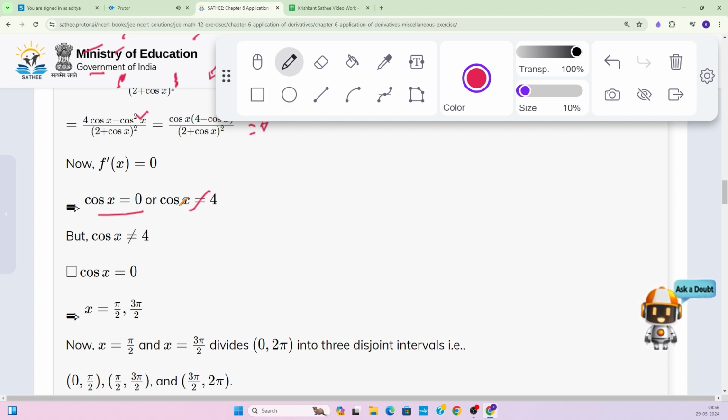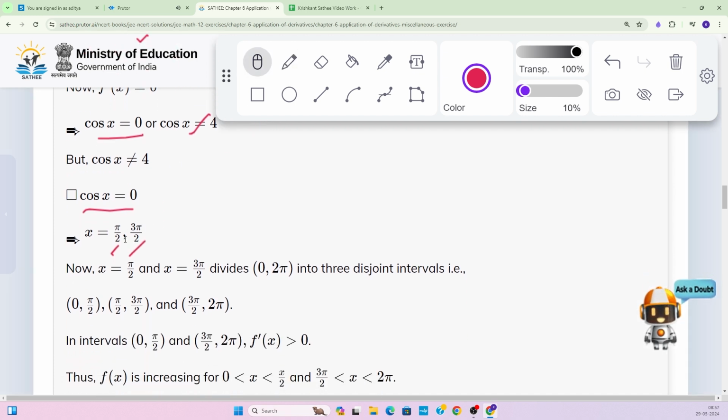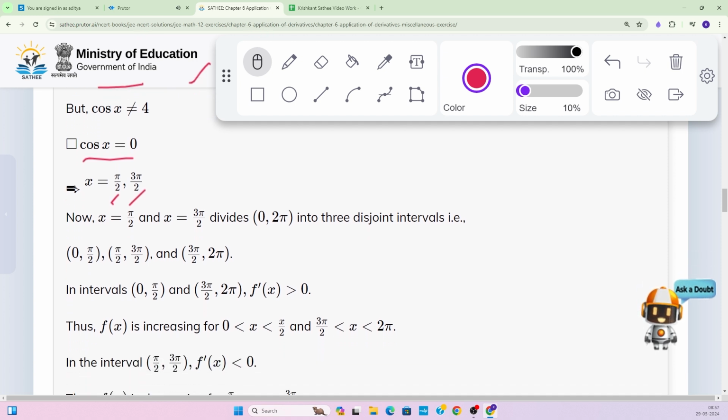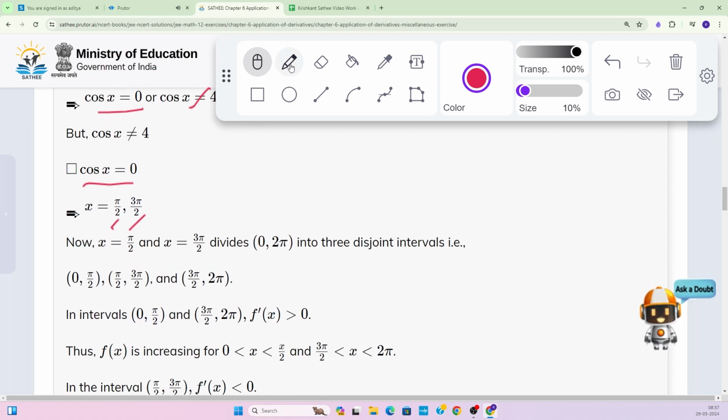Now if we restrict ourselves to 0 to 2 pi, you will get only two values for x where cos x is 0. This means pi by 2 and 3 pi by 2. Clear? And which divides our interval into 3 disjoint intervals, which means 0 to pi by 2, pi by 2 to 3 pi by 2, and 3 pi by 2 to 2 pi.